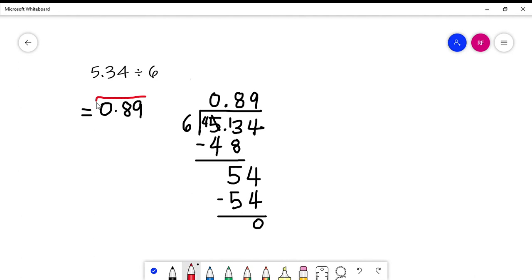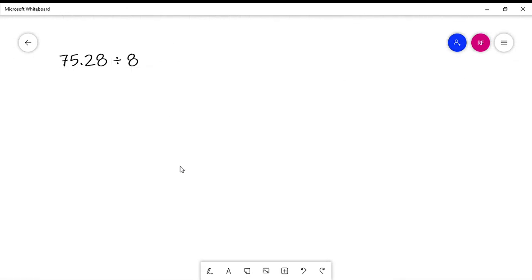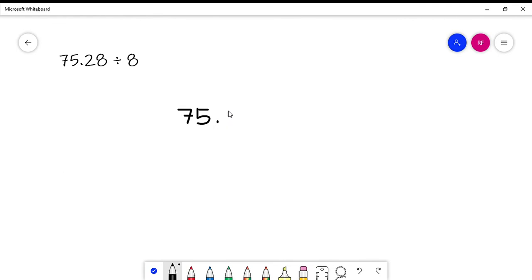Alright? So let us have another example here. 75.28 divided by 8. So write it in this form: 75.28 divided by 8. Just like we did a while ago, write a decimal point above the decimal point of our dividend. Then divide like whole numbers.